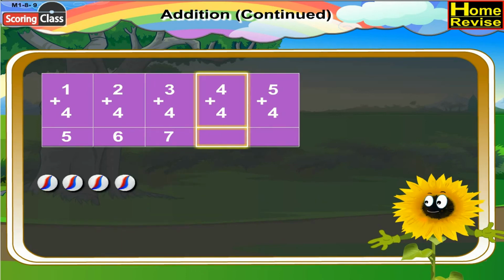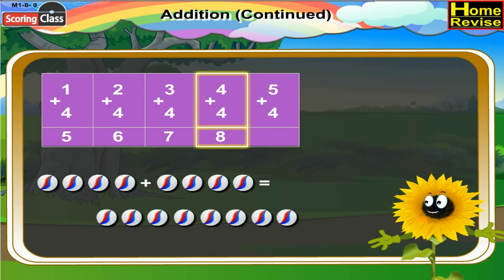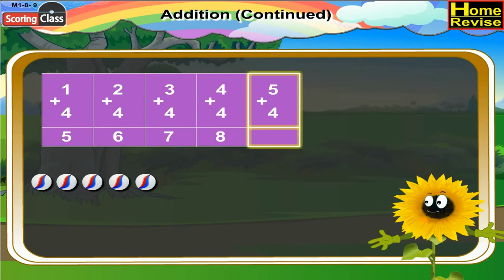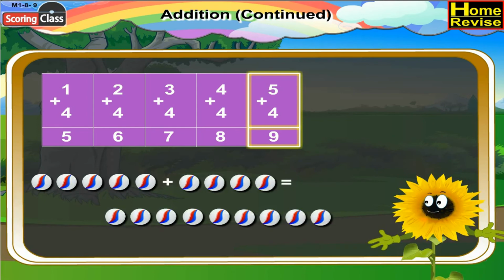In case you have 4 marbles and 4 more marbles are added to it, that would be 4 plus 4, 8 marbles. If you have 5 marbles and 4 more marbles are added to it, that would be 5 plus 4, 9 marbles.